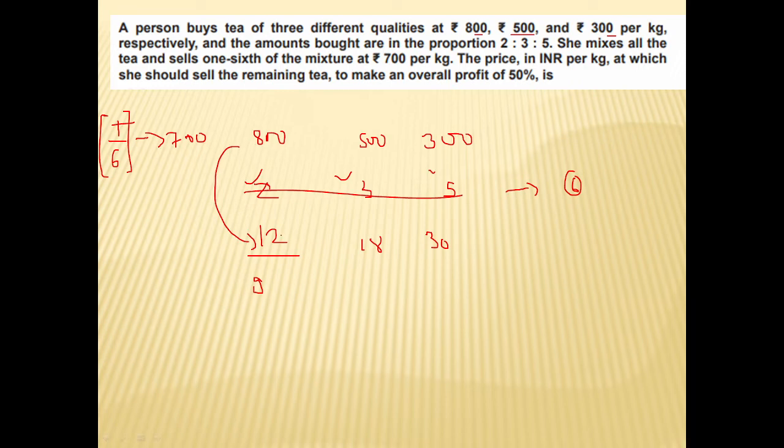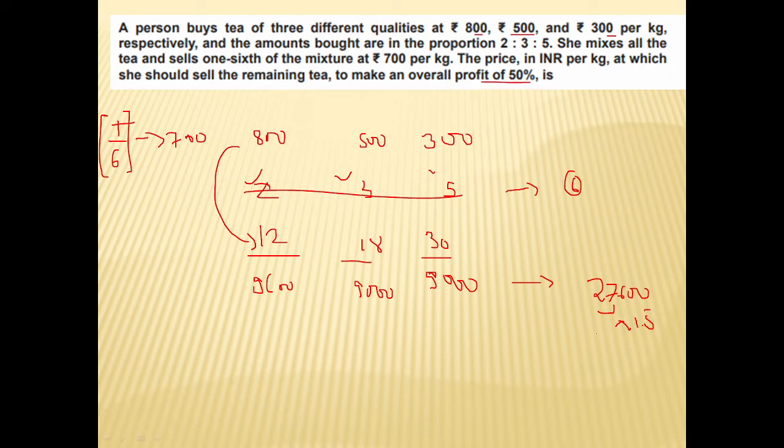Now cost: 12 kg at 800, 9600. 18 kg at 500, 9000. 30 kg at 300, 9000. The cost of this: 9600 plus 9000 plus 9000 is 27600. 27600 is the total cost. And what is required? Overall profit of 50%, into 1.5.